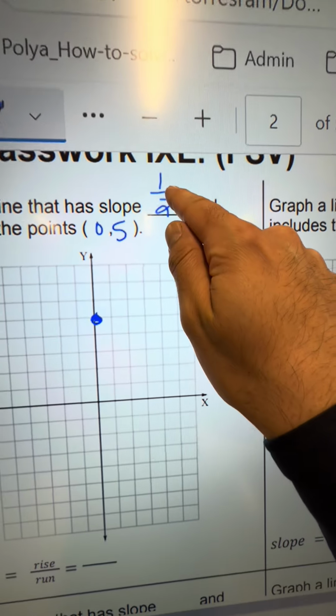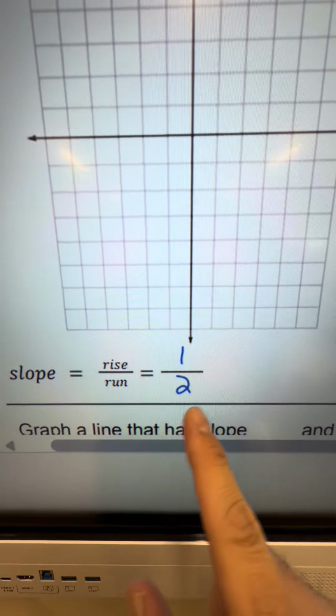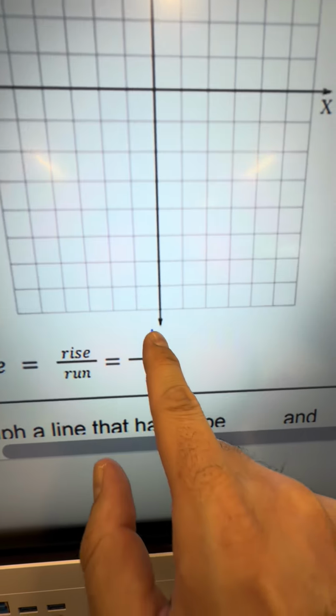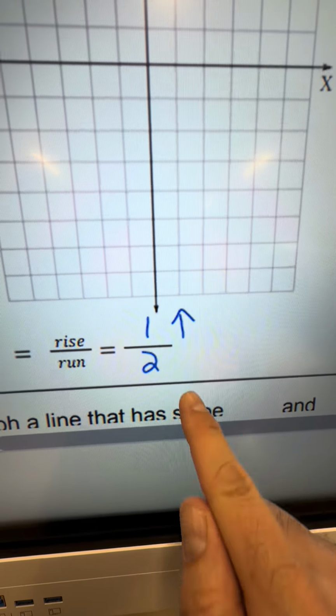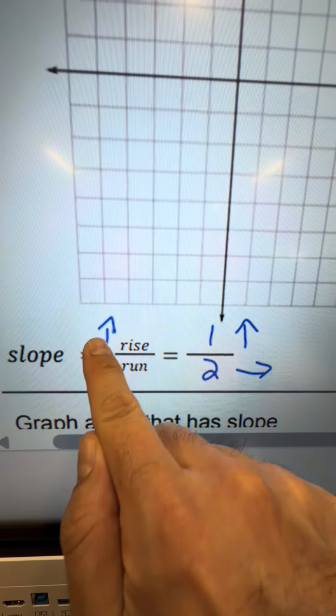The next part is to take your slope. I'm going to plug it in down here, which is 1/2. And it helps to know which way to move. So the rise is 1, so I know that's telling me to move up 1. The run is 2, which means to move to the right. Again, rise is either going to be up or down.